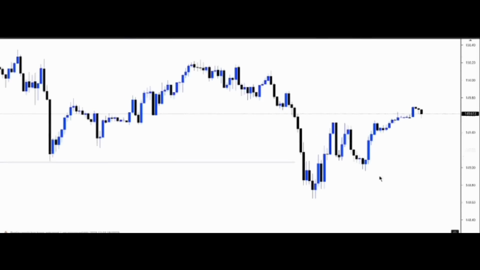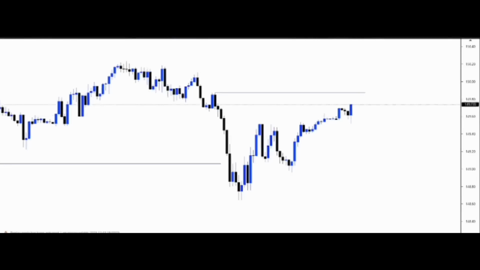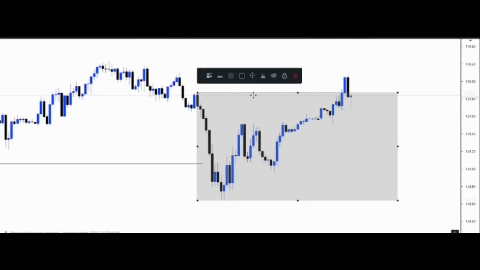Now what do we want? We want a market structure shift. This is the shift I'm waiting for. Once price takes out that, then we can take a decision. So we continue to play price. Okay, so as you can see, it has taken it out clearly now. This is the last sell momentum before this break. Okay, this shift, that's the last sell momentum.